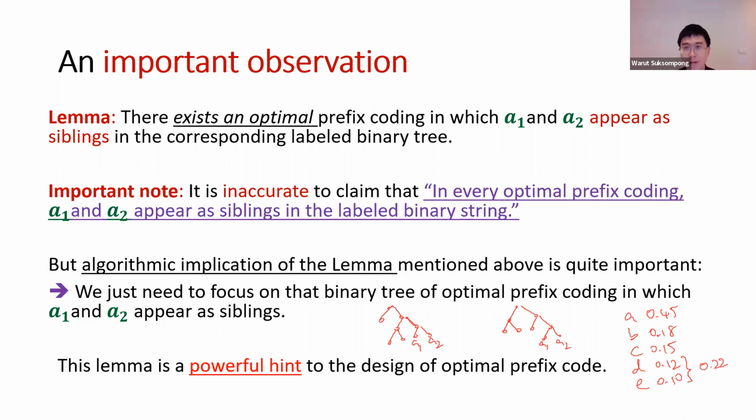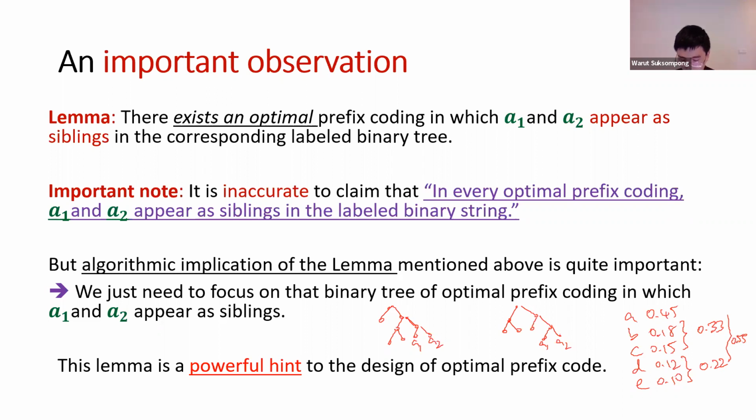Then among the remaining frequencies, D and E are gone, it's just the combined character which has a frequency of 0.22. Among these 4 remaining numbers, which 2 are the least frequent? Now it's 0.18 and 0.15, so we combine them. Now we have 3 frequencies left: 0.45, 0.33, and 0.22. Which 2 are the least frequent? It's 0.33 and 0.22, so we combine them to 0.55.